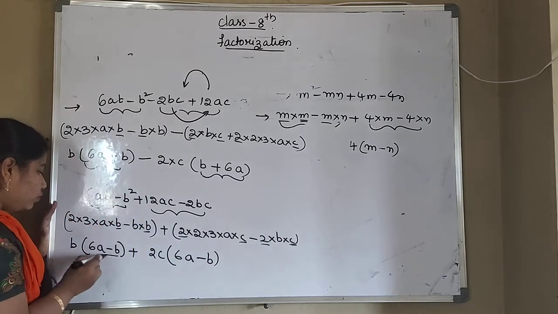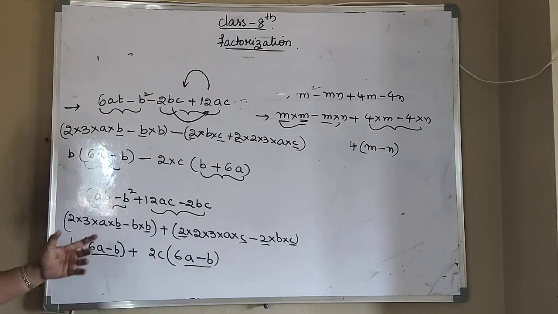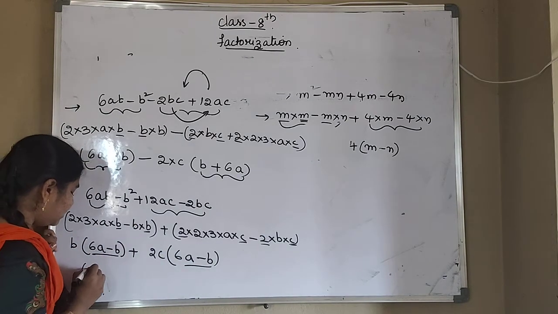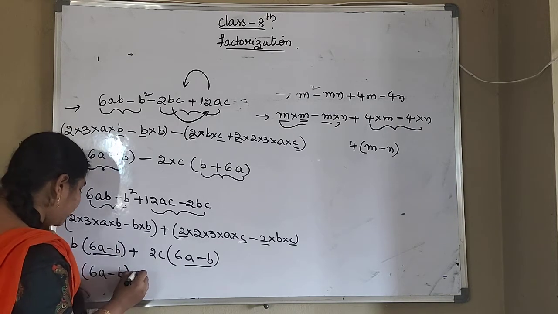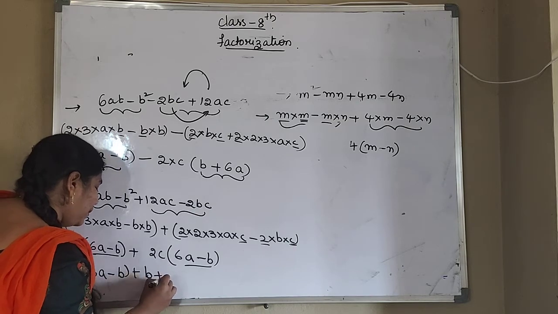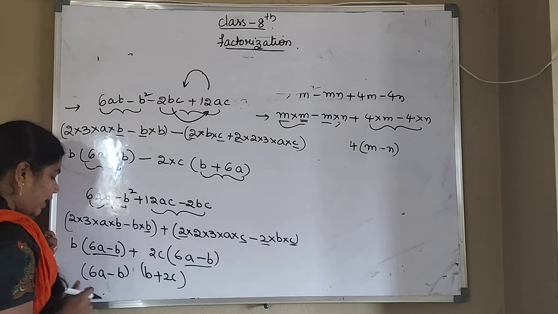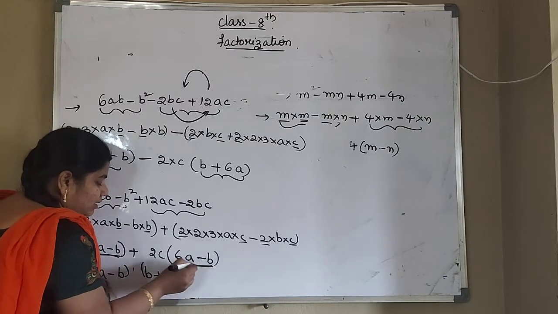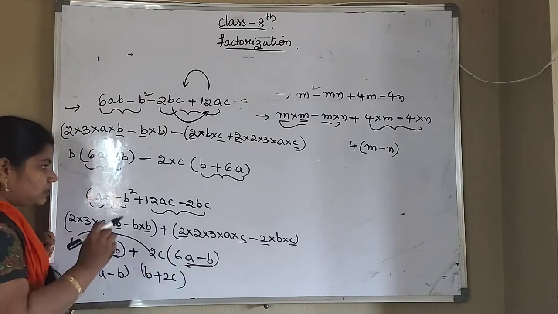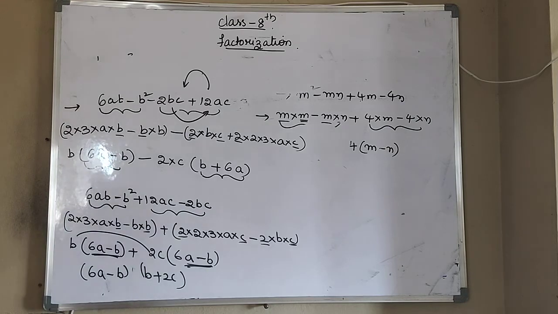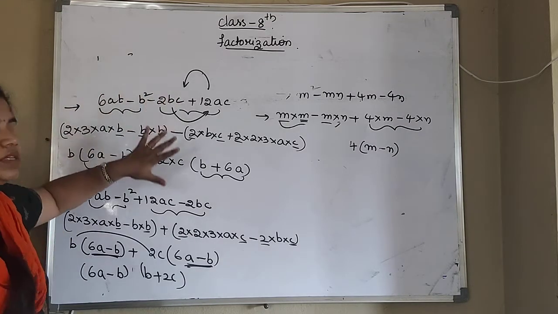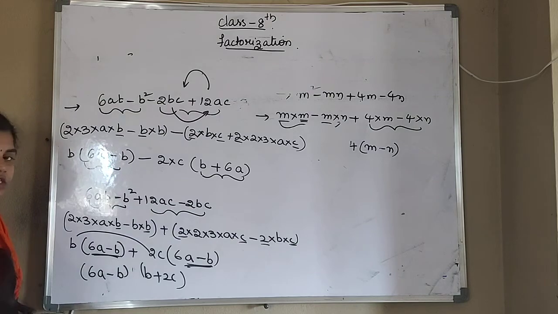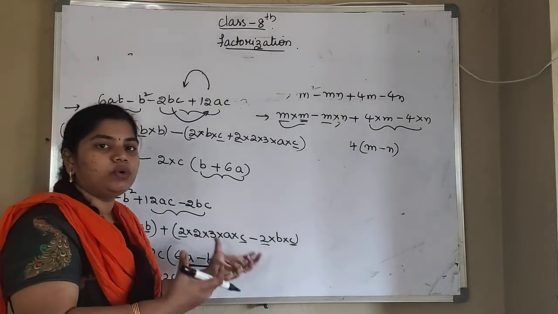Now you got these two factors the same. So now the problem is correct. So what is the answer? The common factor is 6A minus B and the remaining factor is B plus 2C. So these are the two factors. One factor is 6A minus B and the other factor is B plus 2C. So this is how you rearrange the terms and factorize the four different terms. If they give four different terms, we have to rearrange if it is possible, or you can do it as it is.